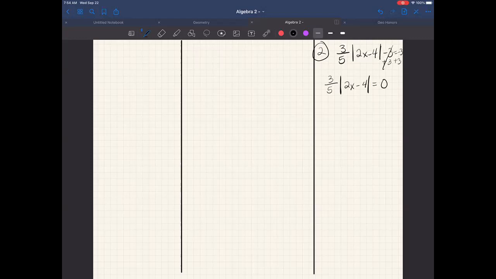Now, I need to get rid of this fraction, so I multiply by what? What is it called? Begins with an R. The reciprocal, to both sides. So we're going to cancel. Okay, so the book says that when I do this, the absolute value of 2x minus 4 equals 0, which gives 2x minus 4 equals 0.